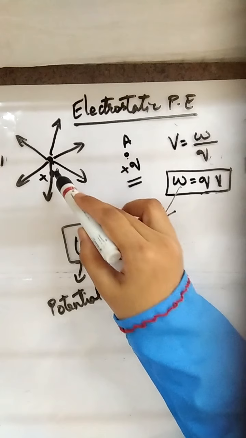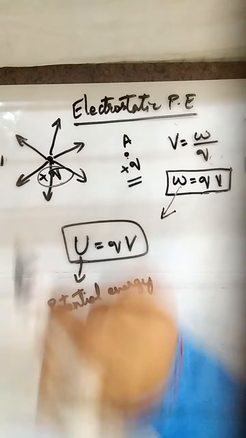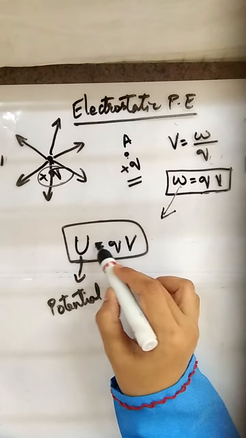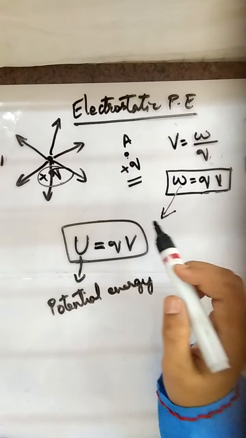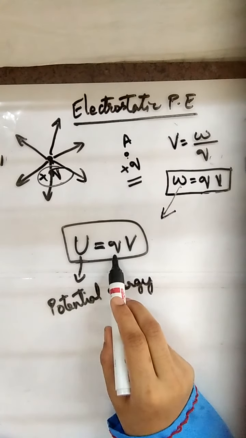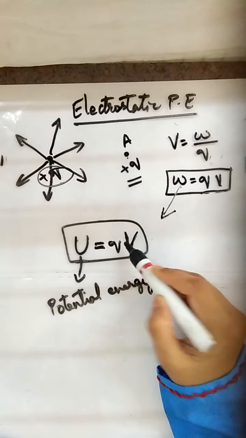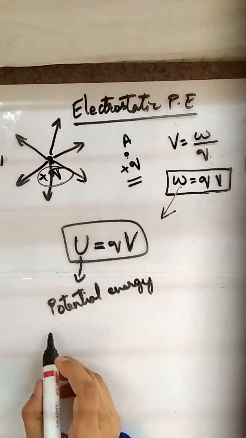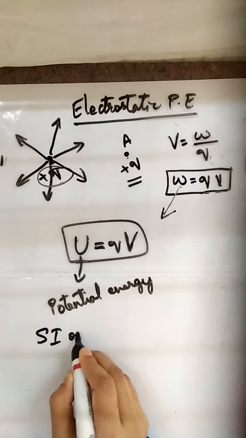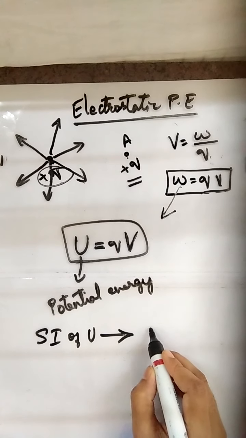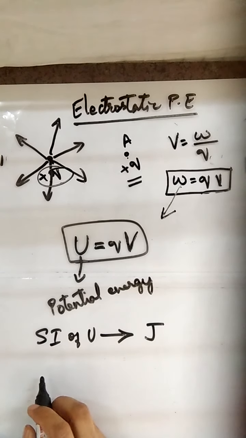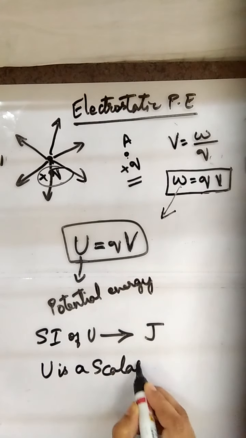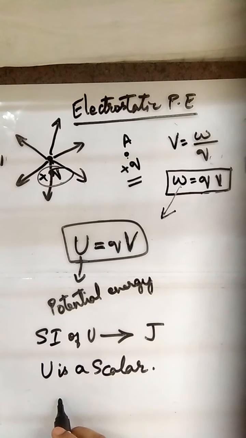What is the electric field due to? Electric field is due to this charge over here. I hope you understood. Okay, so this is the potential energy. So potential energy of a charge in the presence of electric field, U, is given by Q into V, where V is the potential due to that charge at that point. Now what is the SI unit of that? SI unit of U is, since it is energy, you can easily say that the SI unit is joule, and U is a scalar. Potential energy is a scalar.